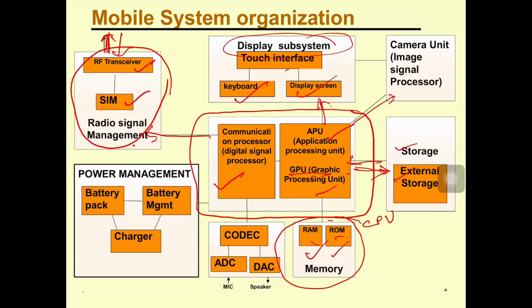Now, for taking signals in the form of voice and sending them for communication purposes, we have to send the signals in voice form, as well as receive the signals from the outer environment. For this we need the codec unit. The codec unit consists of two subunits, ADC and DAC. ADC is the analog to digital converter.